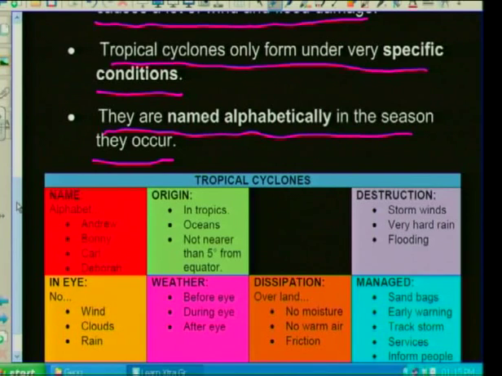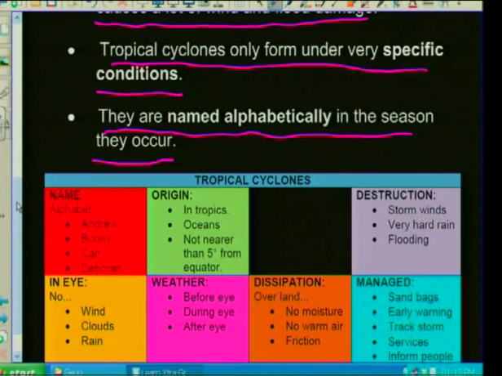A would tell you it's the first tropical cyclone in that region for that year. B will tell you it's the second tropical cyclone in that region for that year. I will come back to the conditions, but this is just a brief overview. As we said, it's named alphabetically, like Andrew, Bonnie, Carl, Deborah.